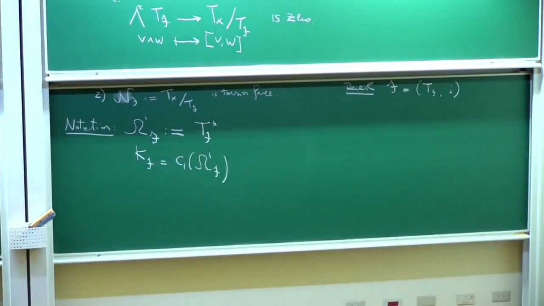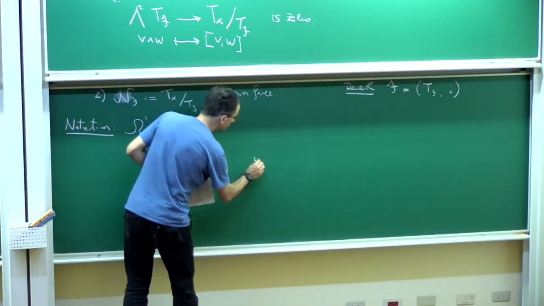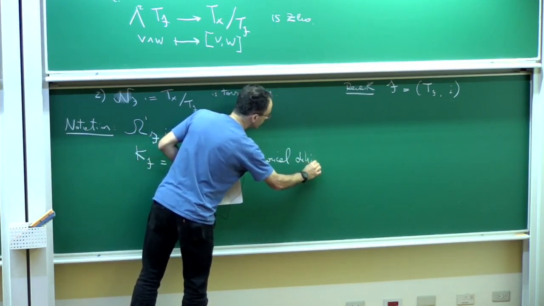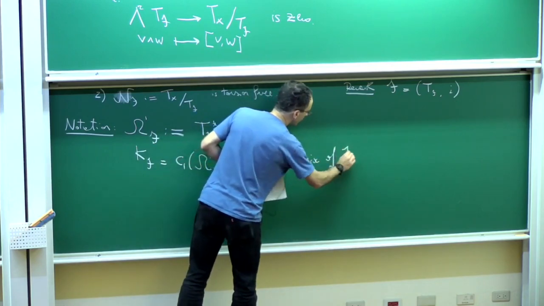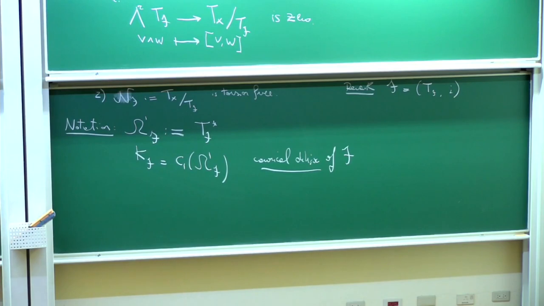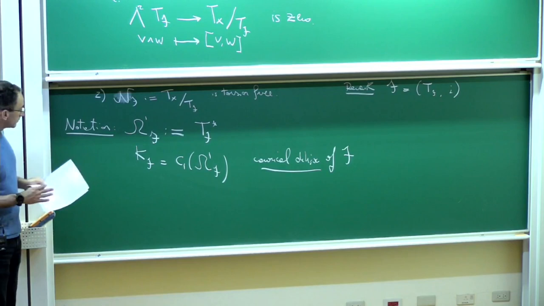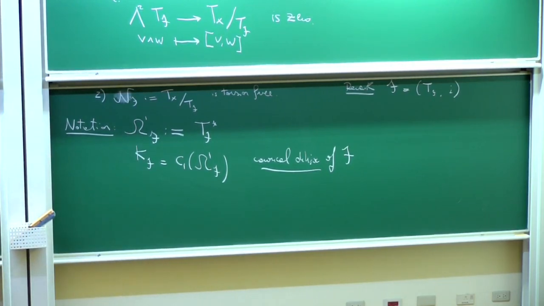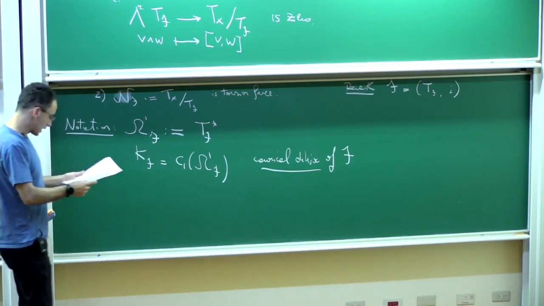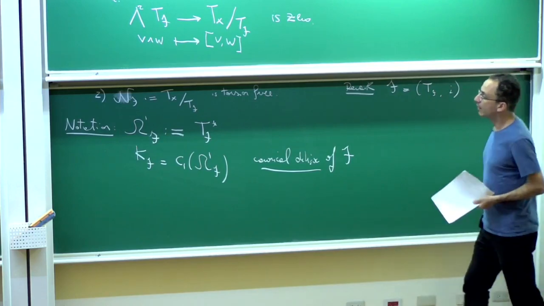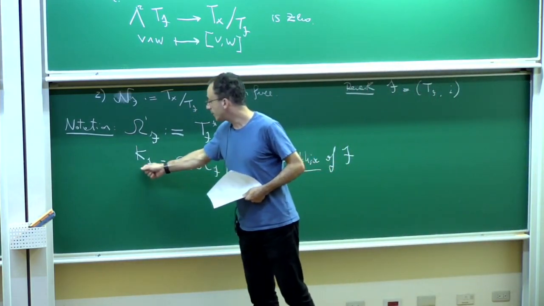So you should think of this as the canonical divisor associated to F. Okay, so what do we do in the minimal model program? In the minimal model program, what we do is study how varieties behave depending on K_X. So the goal of these lectures is exactly the same, but for foliations. Namely, we study how foliations behave depending on K_F.